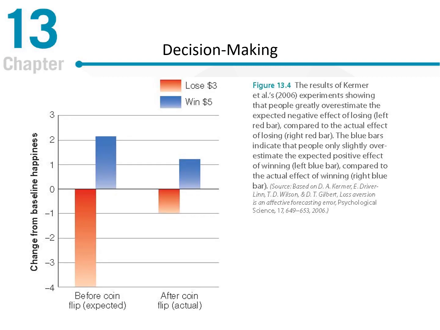So here's an example of this. This is before and after a coin flip. Now, people predict that they're going to feel pretty good in terms of happiness if they win, a $5 win for example here, versus if they lose, they're going to feel really, really bad. This is the expected emotion here. After the actual coin flip, we find that people only slightly exaggerate how good they're going to feel when they win, but they really, really overestimate how bad they're going to feel when they actually lose.